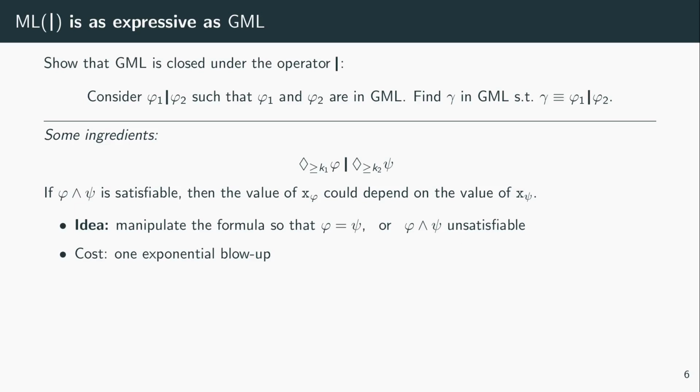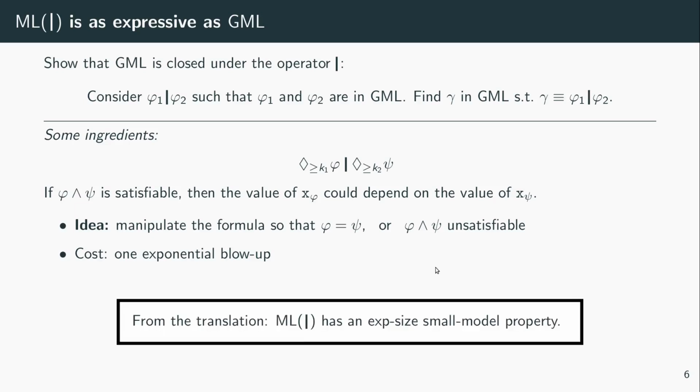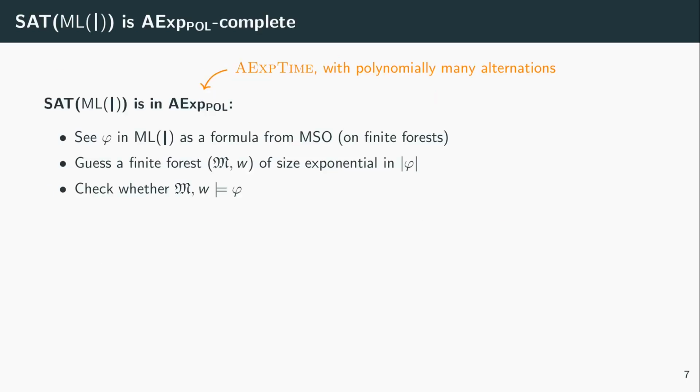The cost of this manipulation of the formula is one exponential blow-up, but this is all there is, meaning that we also proved that the formula that we get from Presburger arithmetic has an exponential size small model property, meaning that ML chop also has an exponential size small model property, and from this property we can easily deduce that the satisfiability problem of ML chop is in ExpTime.